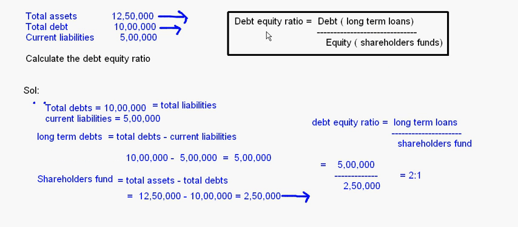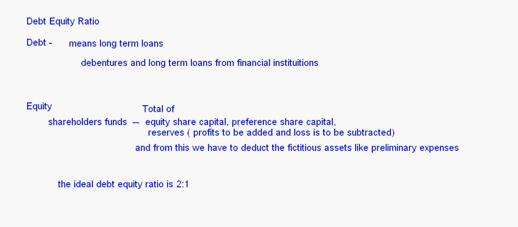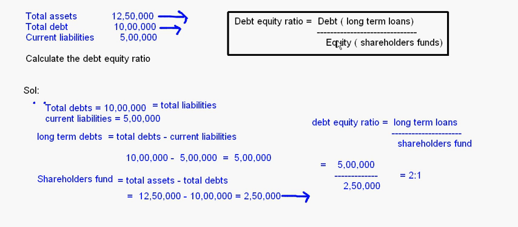So basically this is the formula for debt equity ratio: debt upon equity, that is long term loans upon shareholders funds. And the basic thing you have to remember here is what are debts and what are equities, right? These are the basic things here. Once you know what is to be included in the shareholders funds and what is to be included in the debt, the formula is quite easy. You just have to substitute the values there, right?